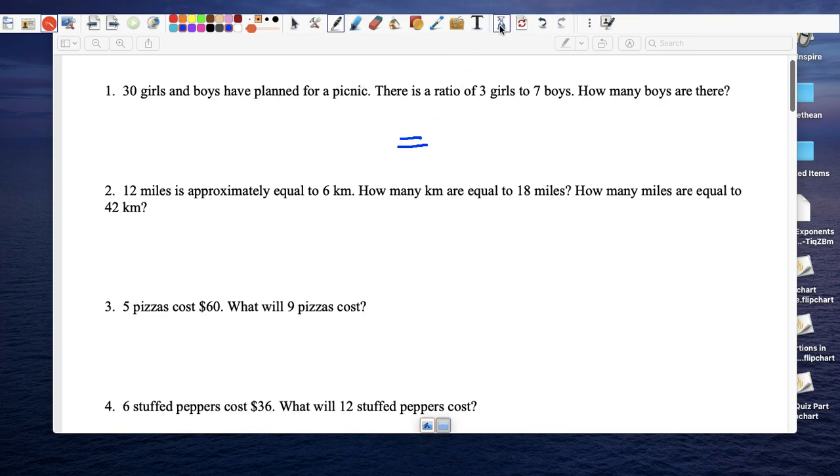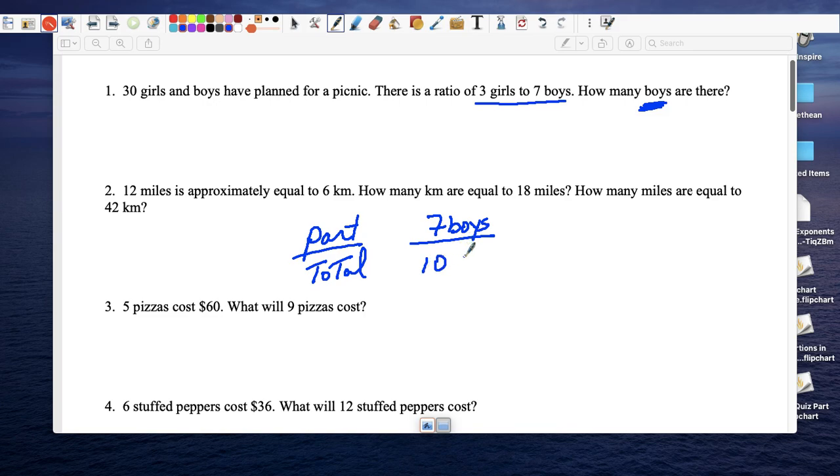There are two ways of doing this problem. First, we can set up a part to total ratio. We want to know how many boys there are, so there are 7 boys. And what's the total? Well, the total is 10. I'll just write 10 total. And then on the other side, I'm going to write boys on top and total at the bottom.